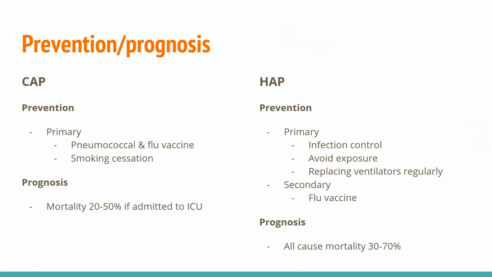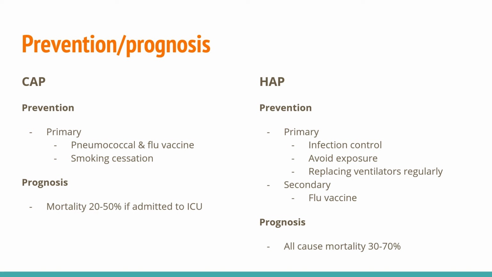Okay, and just another little thing on prevention and prognosis. So CAP, we've already talked about the vaccination. Flu vaccine, super important as well, and smoking cessation. Prognosis, so there's a really high mortality if they're admitted to ICU because these people are really sick, and a lot of times they become intubated, and then that just kind of exacerbates the problem. Like it's just a vicious cycle.